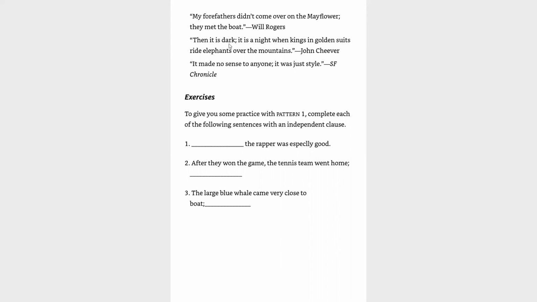Then it is dark. So that's an independent clause. It is a night when kings in golden suits ride elephants over the mountains. It is a night, right? That is our second independent clause there. It made no sense to anyone; it was just style. Again, joined together with a semicolon.